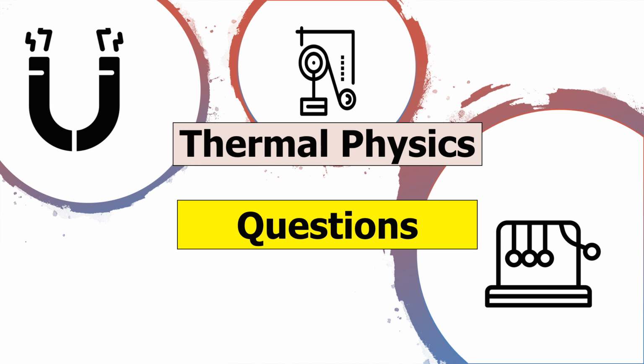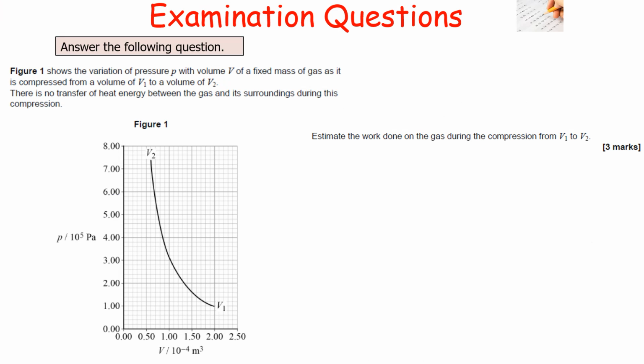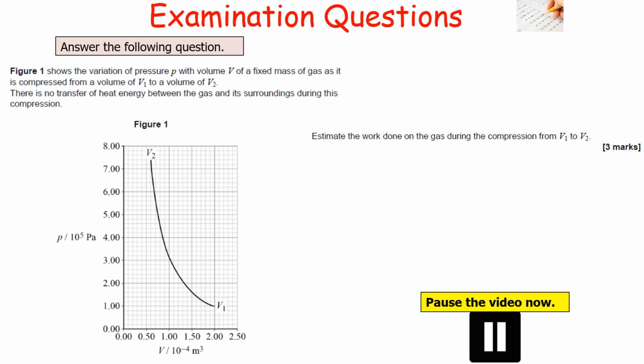So let's have a look at the first topic of thermal physics. It says figure 1 shows the variation of pressure P with volume V for a fixed mass of gas as it's compressed from volume V1 to a volume of V2. There is no transfer of heat energy between the gas and its surroundings during this compression. Estimate the work done on the gas during the compression from V1 to V2. Pause the video now, then unpause the video when you want to go through your answer.